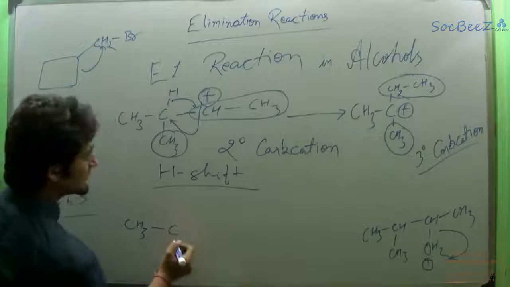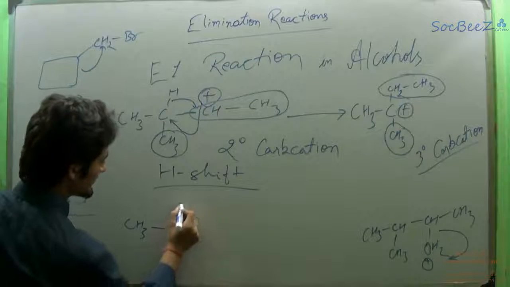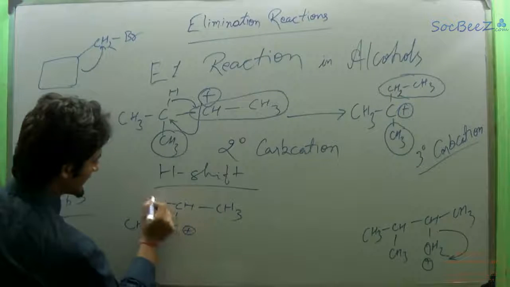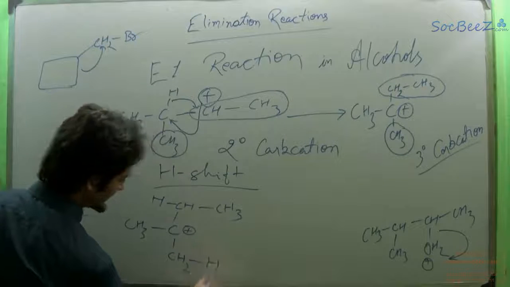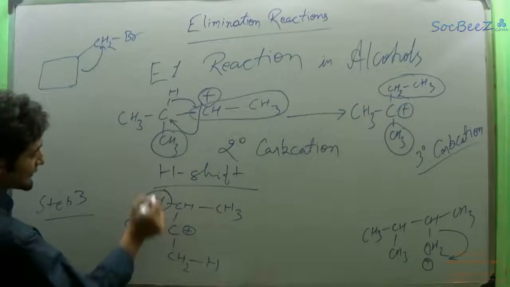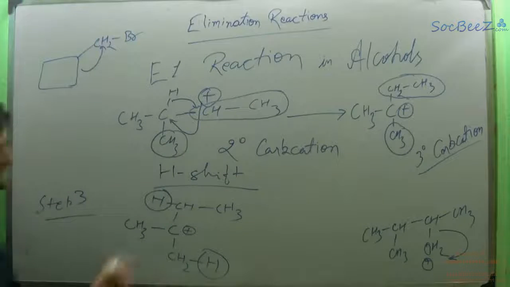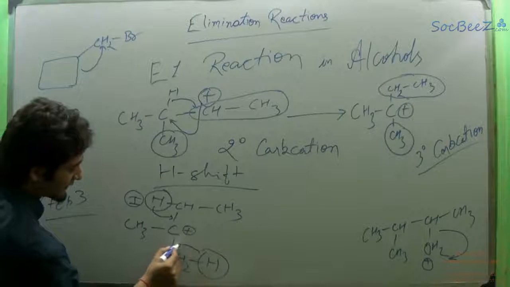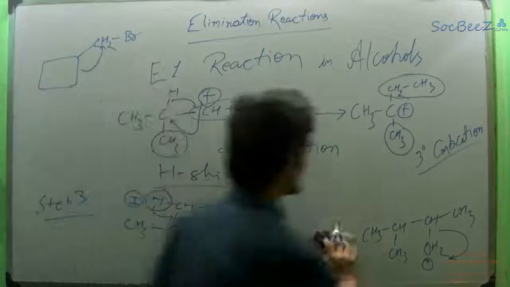CH3, carbon with a positive charge, CH3, one H is here, and again CH2H. Now these two hydrogens are beta, so both of them can be eliminated. If this is eliminated, let's say it is product 1. If this is eliminated, let's say it's product 2. Hence, two products are formed.